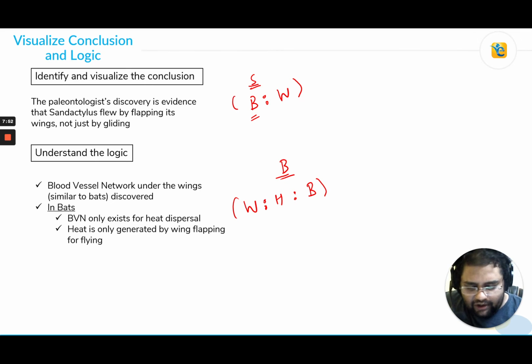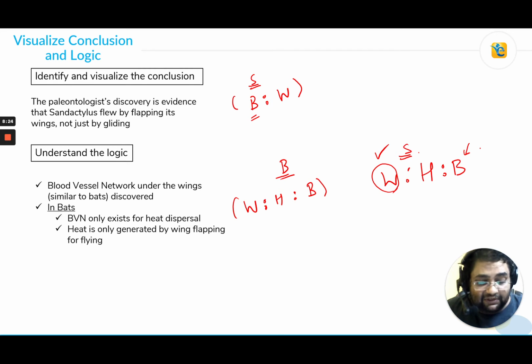The core logic is that the author believes the same thing must apply to Sandactylus also. In Sandactylus, the author has already observed that blood vessel network exists. It has been discovered. The author believes that the same thing must be happening with Sandactylus. That is, these blood vessel networks must probably be used for the same purpose, that is heat dissipation. This heat must be being generated by the same means, that is flapping of wings for the purpose of flight, and therefore Sandactylus also must have been flapping its wings for the purpose of flight.